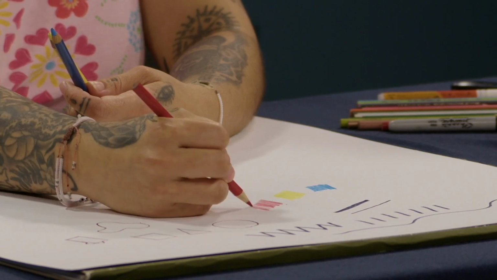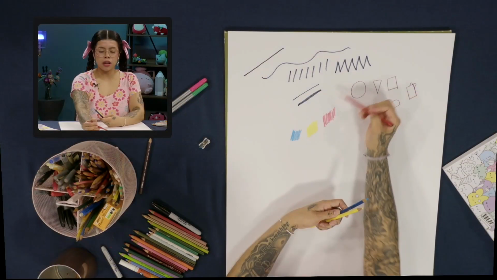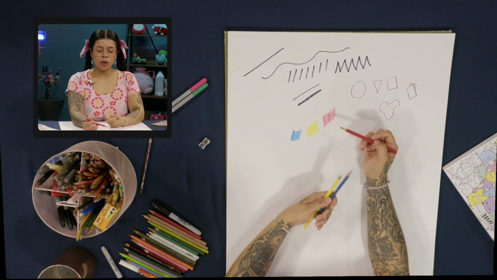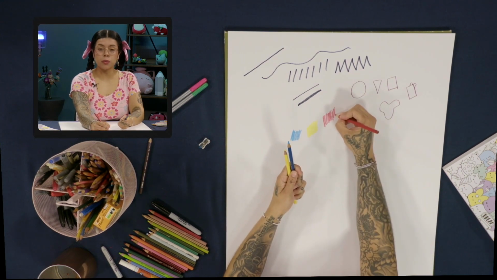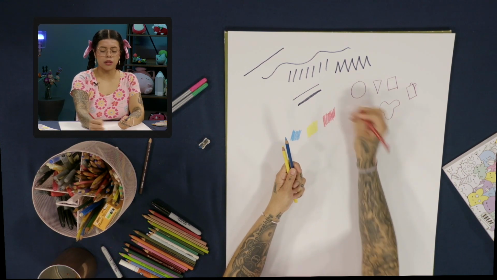I use jagged lines in my red, kind of like we talked about up here, in order to represent anger or maybe a frenzied emotion, like maybe I'm super excited or something. It really is up to you.